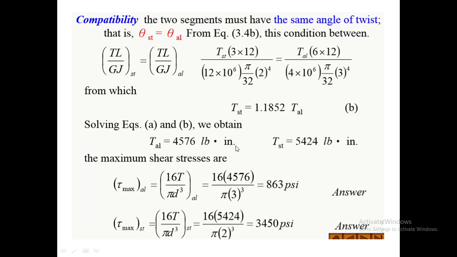Since the torques are different in different portions, the stresses also will be developed differently in aluminium and steel. So directly we can make use of the torque equation, that is T by J is equal to tau by R, and you can calculate the tau or tau max for aluminum and for steel. Since all the diameters and torque are known, it is easy for us to calculate the shear stresses developed in aluminum and steel. You can see that the shear stress in aluminum will be 863 and the shear stress in the steel will be more, 3450 Newton per meter square or whatever it is.